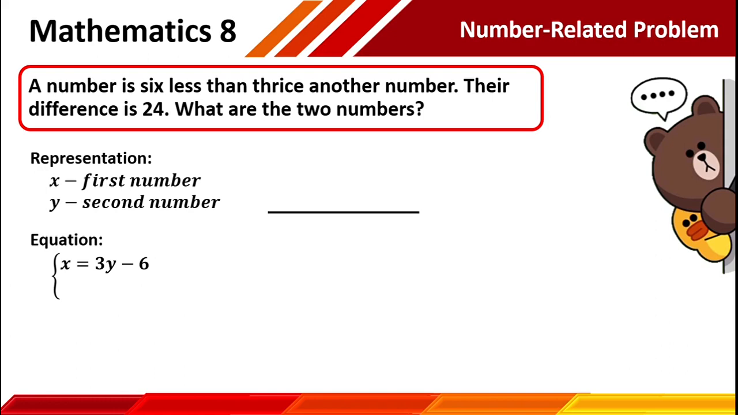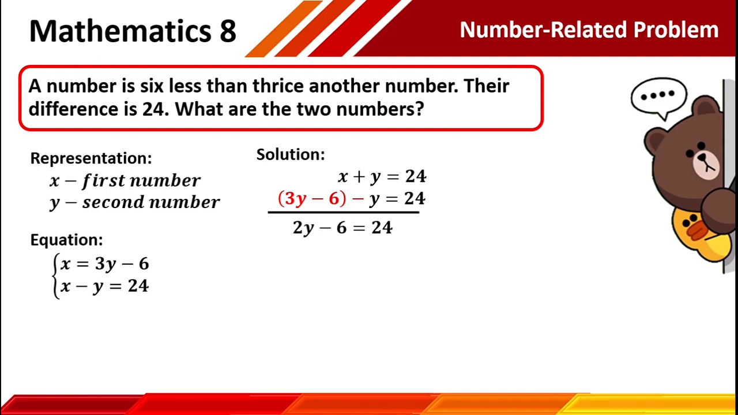sentence. So according to this problem, the difference is 24. So when we subtract x and y, their difference is 24. Therefore, we can write it as x minus y equals 24. Again, we can use the substitution method because x is equal to 3y minus 6. It is already equated, so we can replace x by writing 3y minus 6. When we apply combining like terms, 3y minus y, that will be 2y minus 6 equals 24.